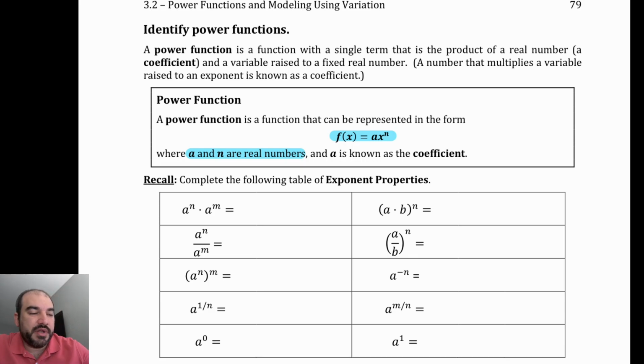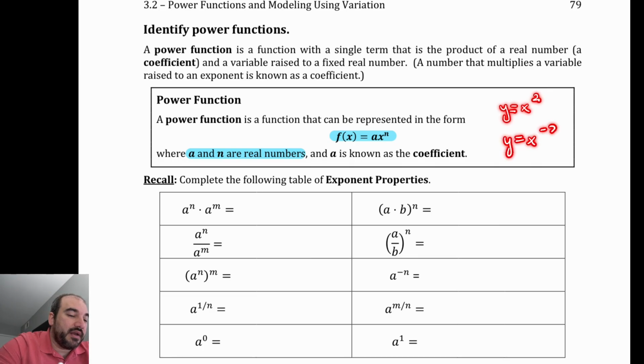But having the exponent be any real number gets us into different types of power functions, right? So there's a big difference between y equals x to the second power, which is a positive whole number exponent, and y equals x to the negative 2. As soon as we allow exponents to be negative, this becomes 1 over x squared. We enter the realm of reciprocal functions.